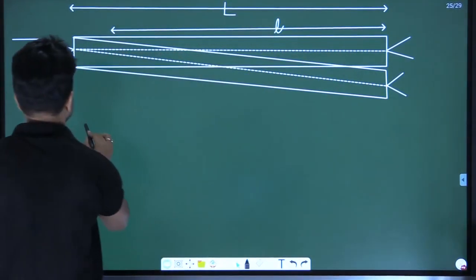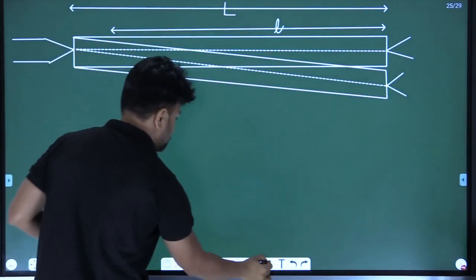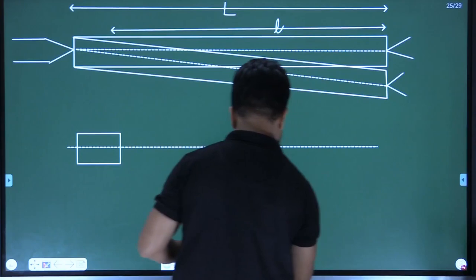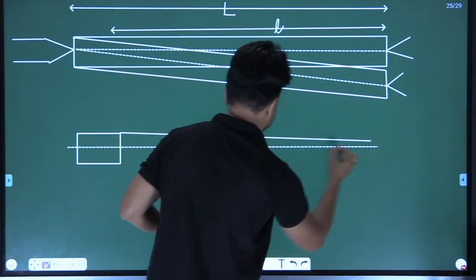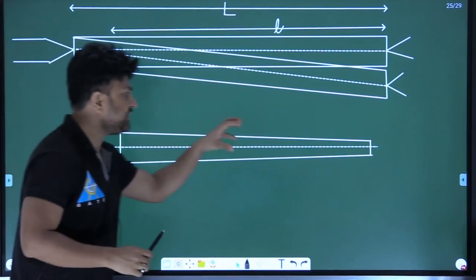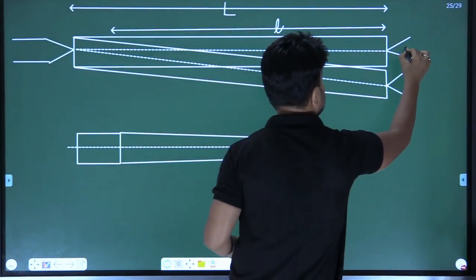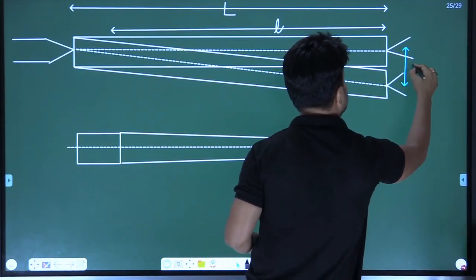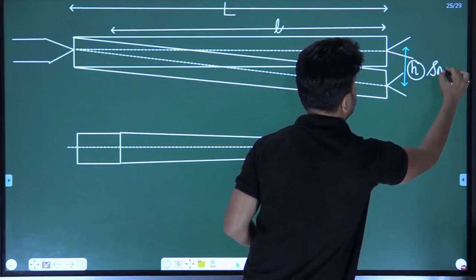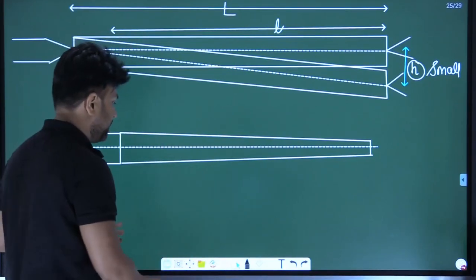So after the process, the whole scenario will look like this. As you can see, the taper is very small, because the offsetting height is very small. H is the offsetting height, and it is small. If you keep a large value, then what happens? There will be vibration.